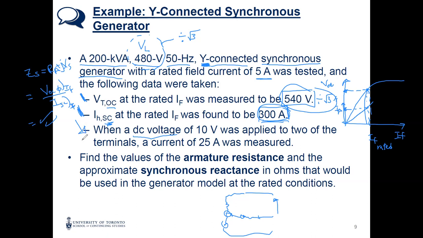What is this test? This test is the DC test. You put a DC source here, and you measure with a DC ammeter, and you get the value of this current. Because it's DC, any winding, for example the jXS, will be a short circuit. The E will be zero because you don't apply any field.